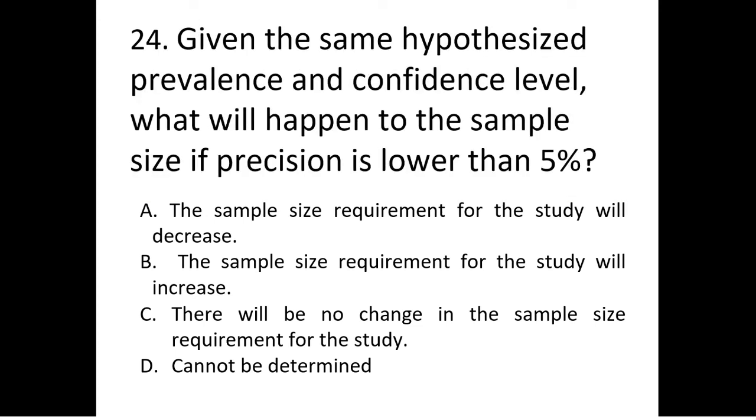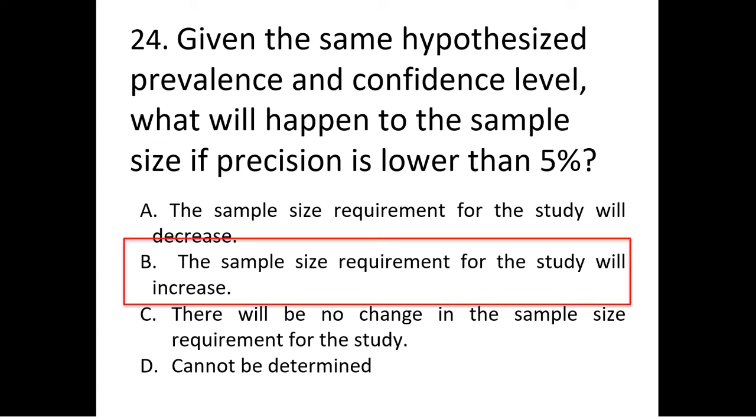24. Given the same hypothesized prevalence and confidence level, what will happen to the sample size if precision is lower than 5%? Your precision is inversely proportional with your sample size, formula-wise. So if precision becomes lower than 5%, then that means that sample size would increase.